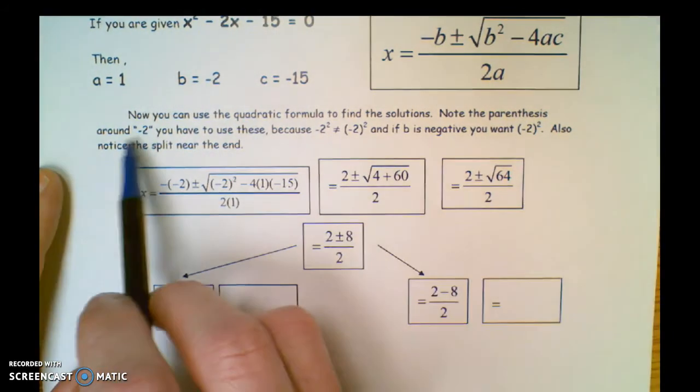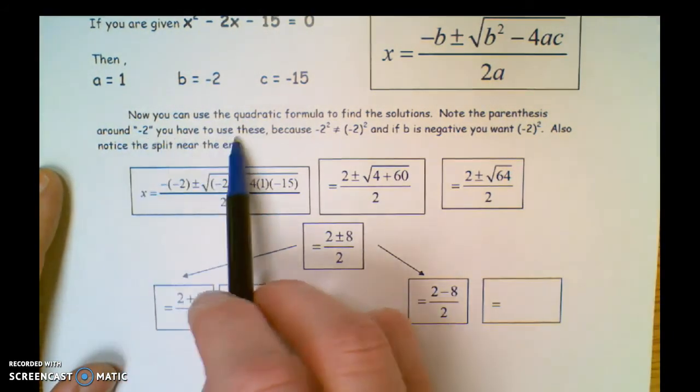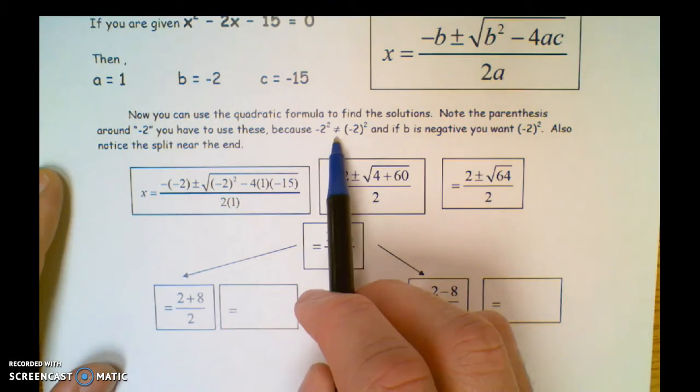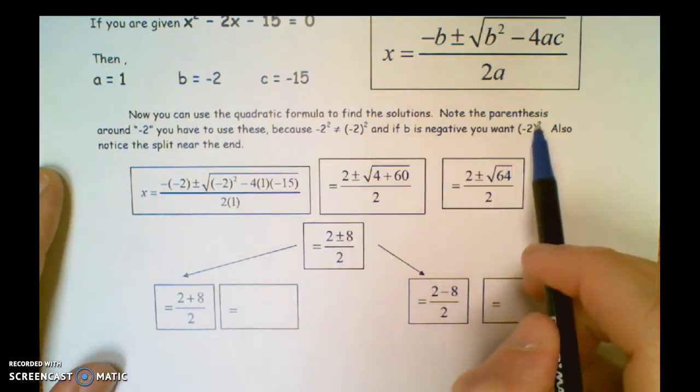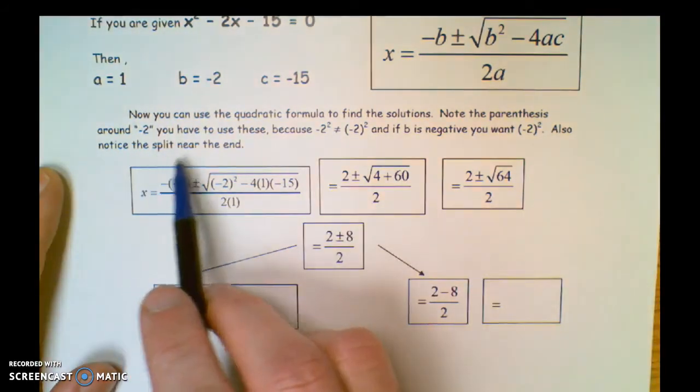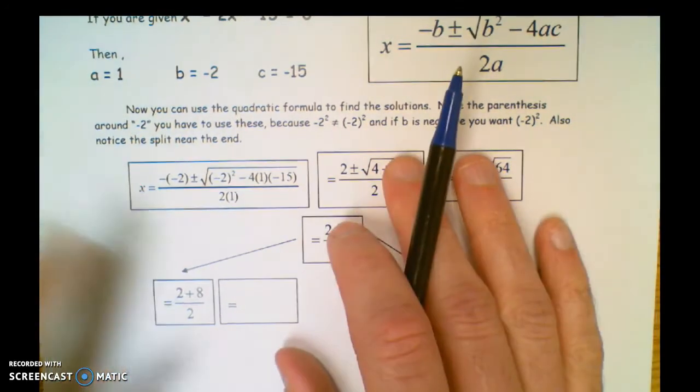Note the parenthesis around negative 2. You have to use these because negative 2 squared is not the same as parentheses negative 2 squared. And if b is negative, you want negative 2 squared in parentheses. Also notice the split near the end. So let's take a look.